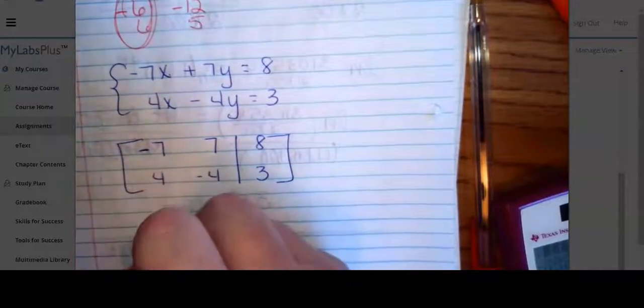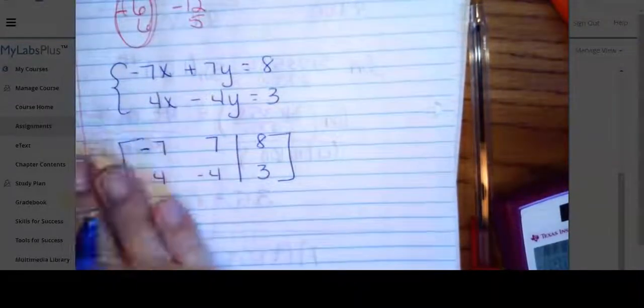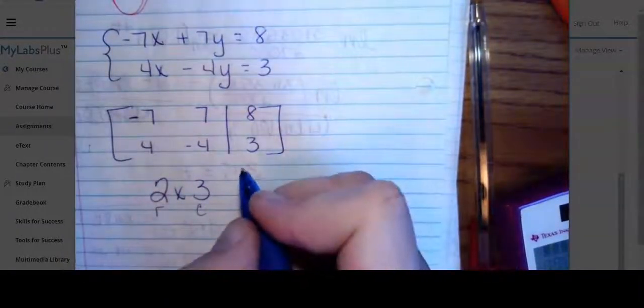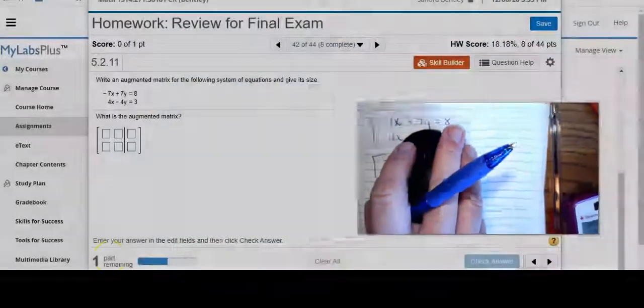How tall is it? It's 2 tall. By how wide is it? It's 3 wide. So tell me how many rows by how many columns. It is 2 rows. It is 3 columns. Okay.